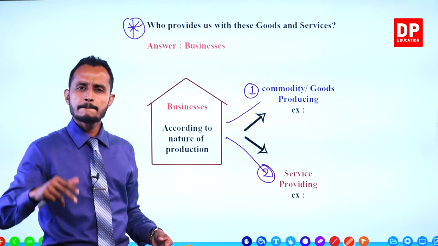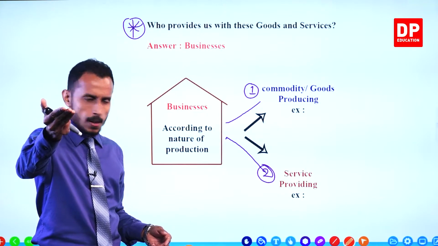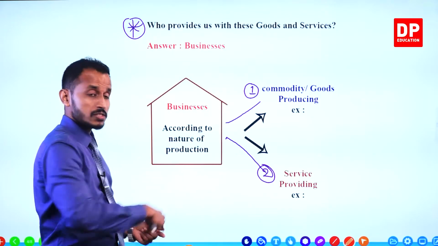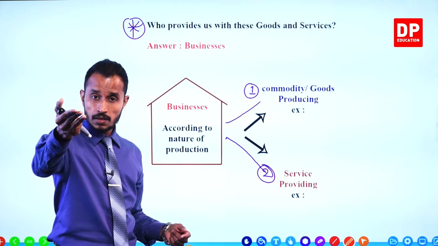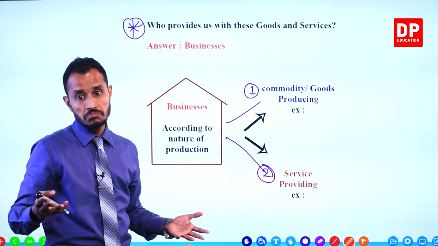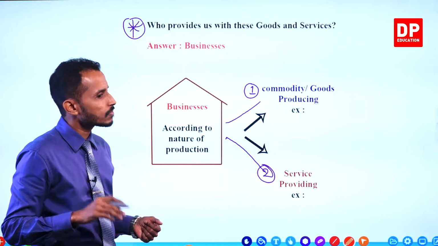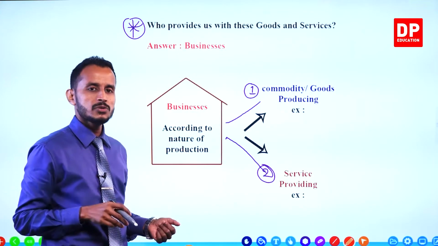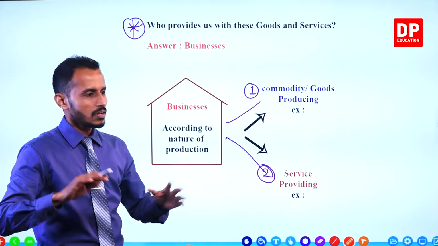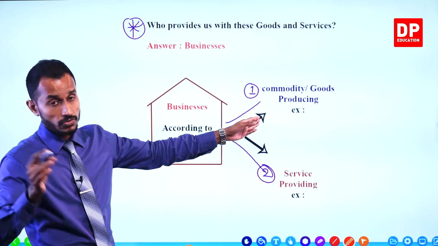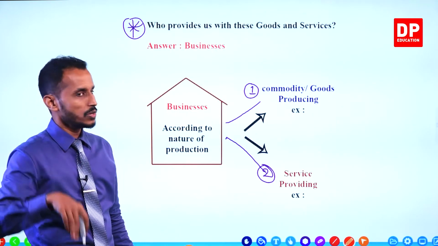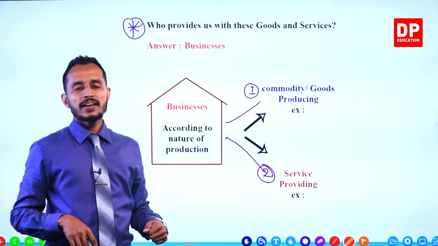What else? You can come up with good examples. Yes, children? Goods producing businesses. What is that? Apple. Okay. They are producing phones. Okay. Toyota. Yes, they are producing cars. You must be saying a variety of names, a lot of names of companies, of businesses which produce goods that you use. Good.